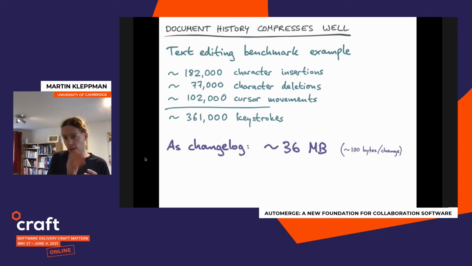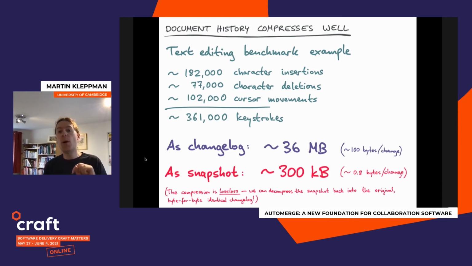And if we represent that as a log of individual changes in Automerge, each change is roundabout 100 bytes once you include all of the metadata and stuff. So it's about 36 megabytes to represent this entire editing history as individual changes. But with the snapshot compression that we developed, we can compress this down to about 300 kilobytes. So 2 orders of magnitude more compact, requiring only less than 1 byte per change.